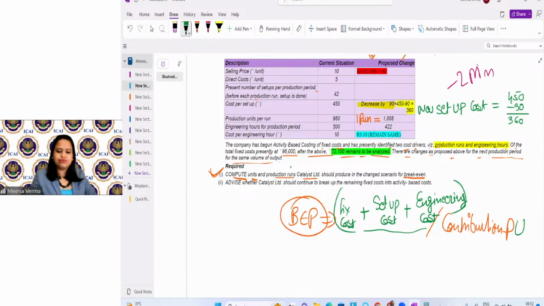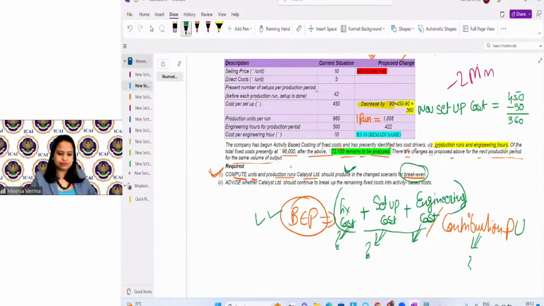Now just see here and find what is the fixed cost. Find what will be the setup cost. Find what will be the engineering cost. And find what will be the contribution per unit, so that you can calculate the break-even point under the proposed scenario. You have to find all these things here.